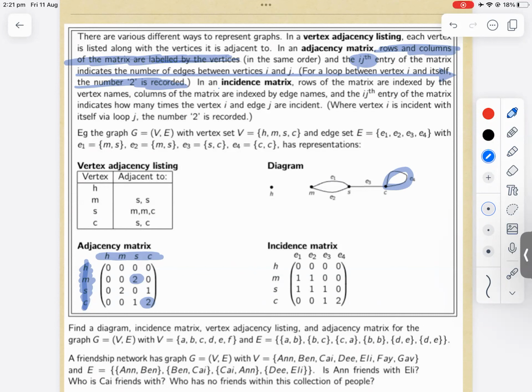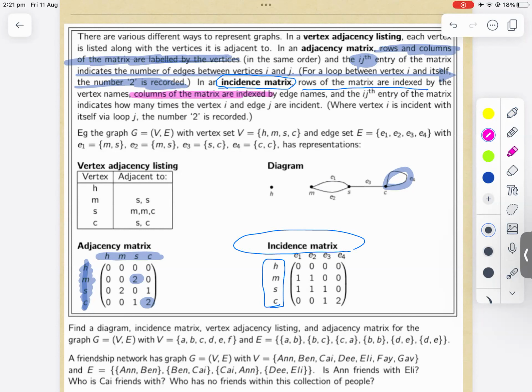The incidence matrix. Once you are doing your exercises or assignments, unfortunately, you should review these notions. There are lots of notions here. In the incidence matrix, the rows are indexed by vertices and the columns are indexed by the edge names. So this one, E1, E2.